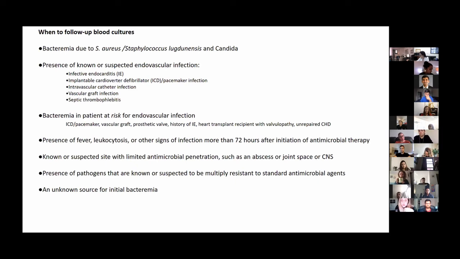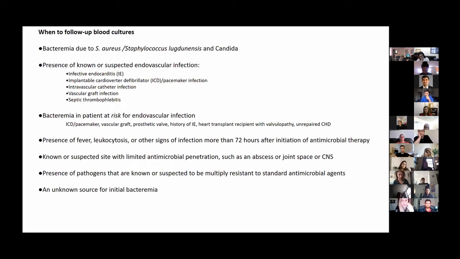So if you think they've got endocarditis or graft infection and so on, or if they're highly at risk for developing such. So if they happen to have an ICD in them, or if they're on dialysis with a vascular graft, or they've had a history of a prosthetic valve, then these people should maybe have repeat blood cultures. Then the usual, which is if they're sick, so if they've got fever or a white count even after 72 hours, then you could consider it.